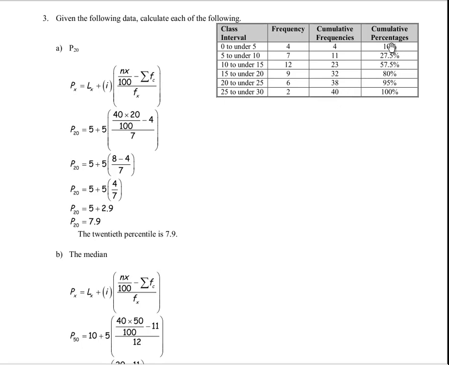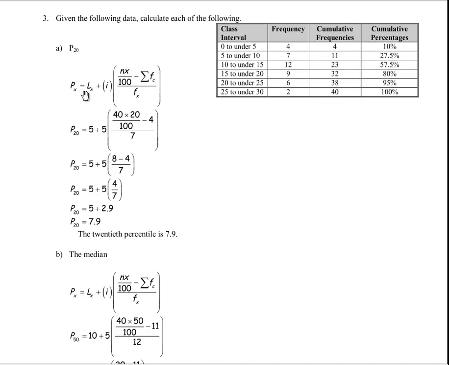To get each of the cumulative percentages, divide each of these by 40. So 4 divided by 40 is 0.10, which is 10%. 11 divided by 40 gives us 0.275, so 27.5%, etc. So right up to the top here.